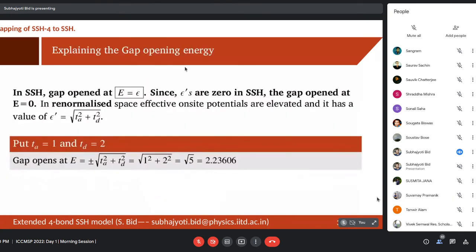So now let's explain the gap opening energy also. That product hopping is already done. So in SSH, the gap opened at E equal to epsilon. Epsilon was kept to be 0. That's why the gap opened at E equal to 0. But in renormalized space, SSH4, the on-site potentials are elevated to a value of this. So if you remember that TA was 1 and TB was 2 and TC was 1 and TD was 2, if I just put these values in this equation, what I get is E equal to 2.23606. So this was the energy that my computer returned. It was root 5. So that energy is quantified this way.